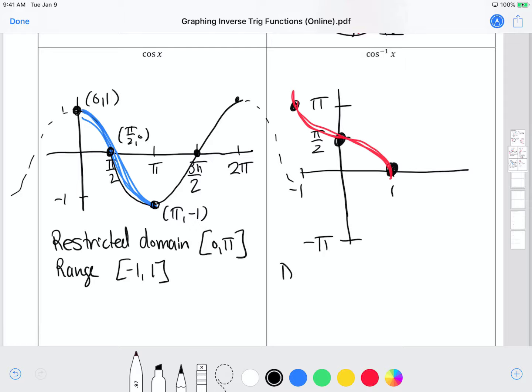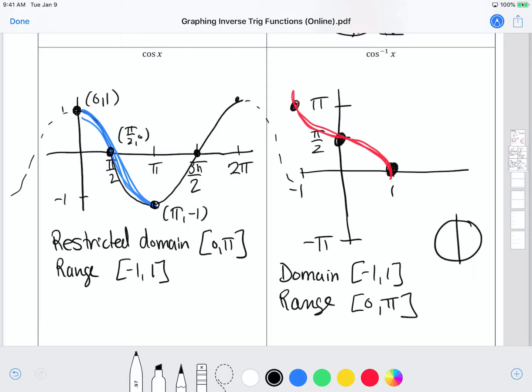The domain of the inverse will, of course, be negative 1 to 1 because our x's and y's get switched. And the range of the inverse will be 0 to pi. So when you're looking at that on the unit circle and we're trying to evaluate expressions later that involve inverse cosine from 0 to pi, then we're dealing with quadrants 1 and 2 for inverse cosine.